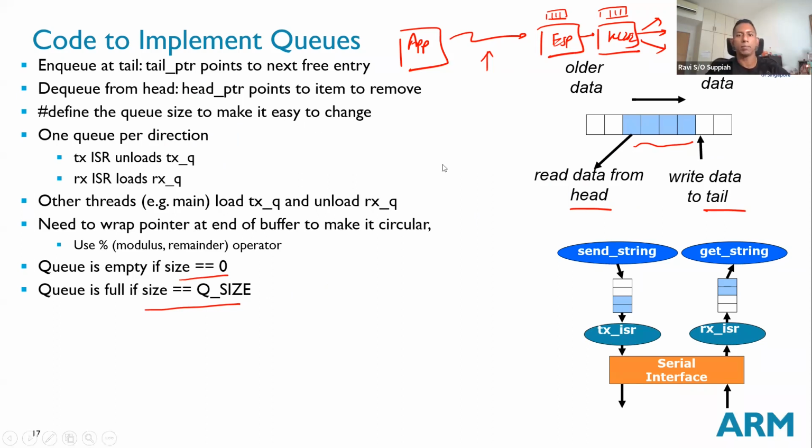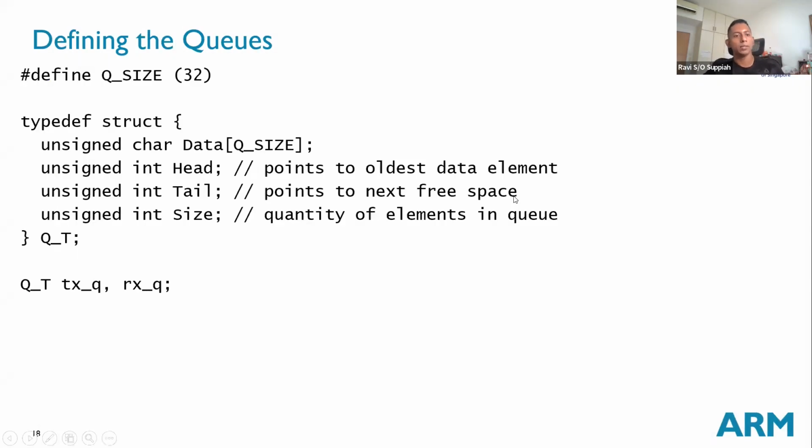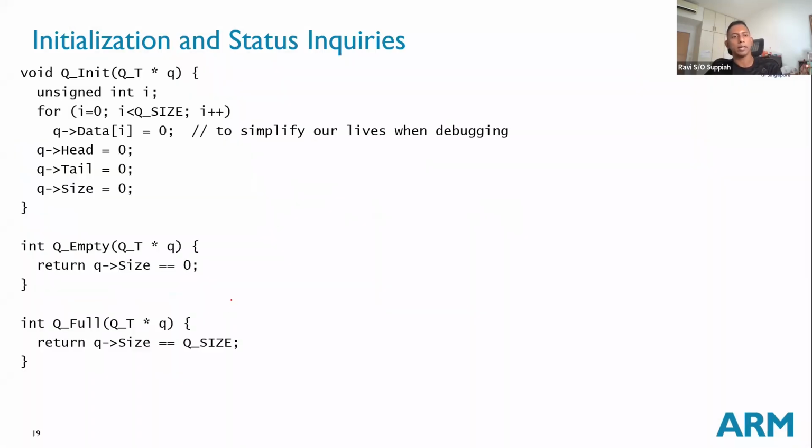Let's see how we can implement this. Firstly, we define a structure of type Q, so Q_T, and I create two structure variables, TXQ and RXQ. The queue size is just a random number, 32, which means I can have 32 elements inside my queue. So first we define the structure and declare two variables, TXQ and RXQ.